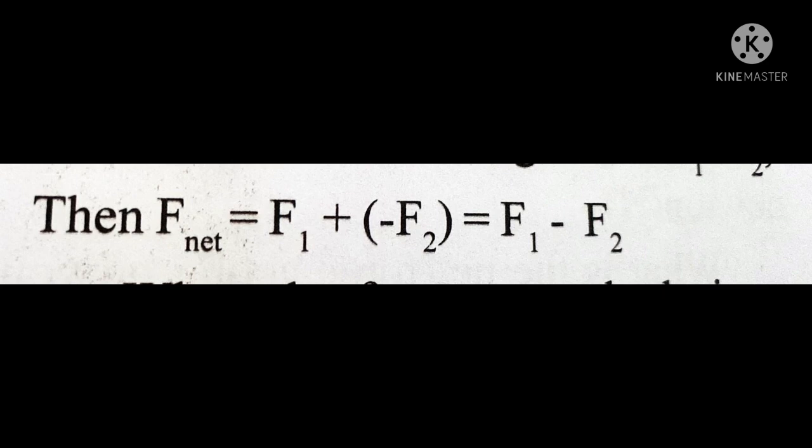Let the forces F1 and F2 act on the table in opposite directions. Observe the figure, where F1 is greater than F2. Then F net is equal to F1 plus minus F2, that is equal to F1 minus F2. When the forces on a body act along a straight line in opposite directions, the net force is equal to the difference between the two forces. The object at rest moves in the direction of the net force acting on it.